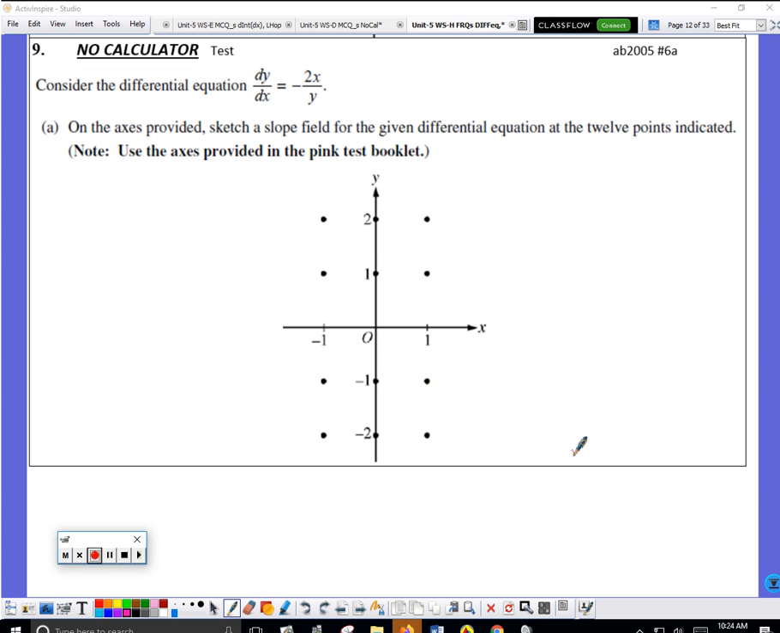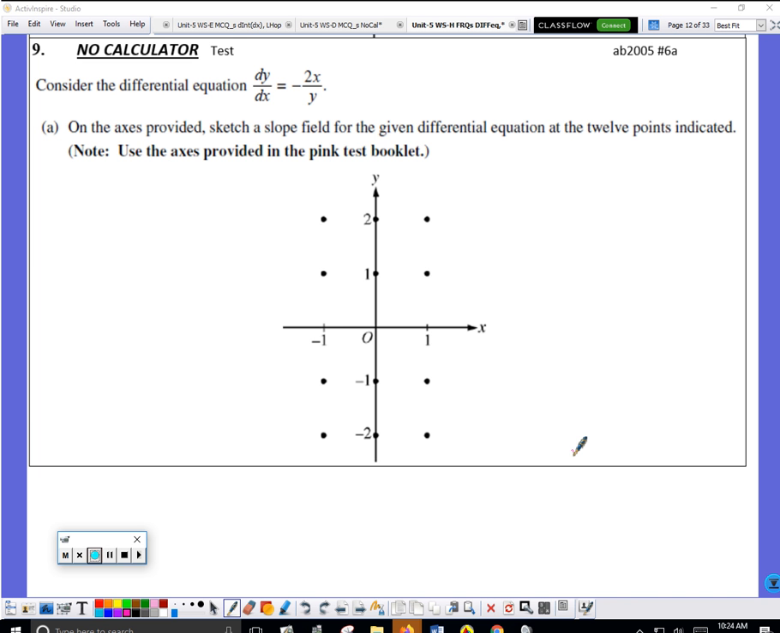Okay, look up. Look up. Okay, it says consider the differential equation. Again, reminder. Just because they give you a differential equation doesn't tell you what you're supposed to do with it. They're just giving it to you. Then it says, on the axes provided, sketch a slope field for the given differential equation.